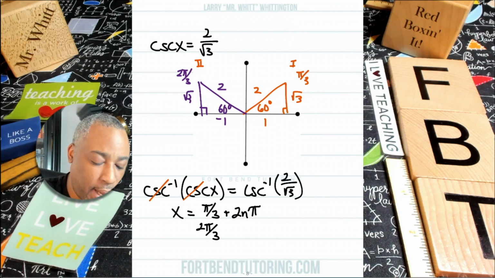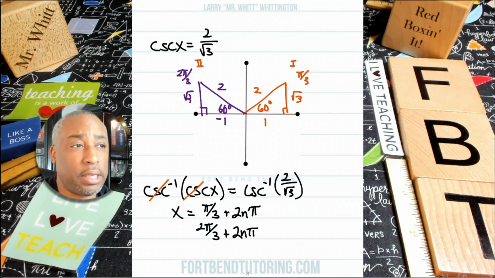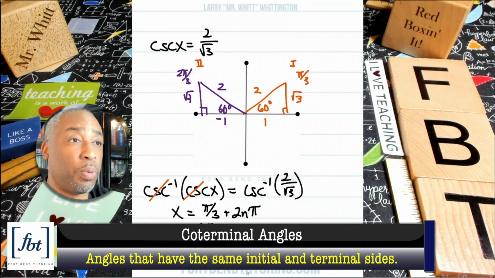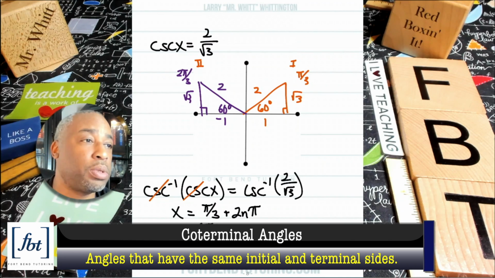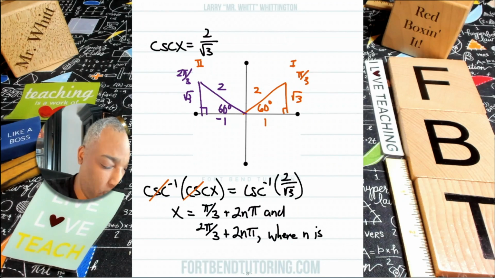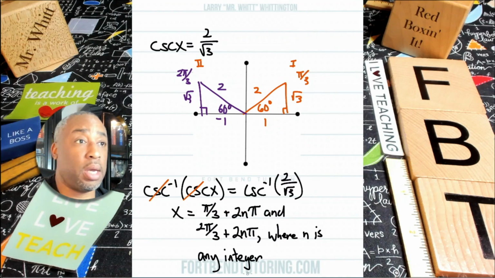That's what you want to add to that. The reason why we're adding that is because the n is going to represent any integer. That means you'll be able to include in your result any coterminal angle, whether positive or negative, that will have the same result as pi over 3 or the same result as 2 pi over 3. So let's put the word and in our solution. Then we'll put a comma and say where n is any integer. And that's going to give us our result, guys.